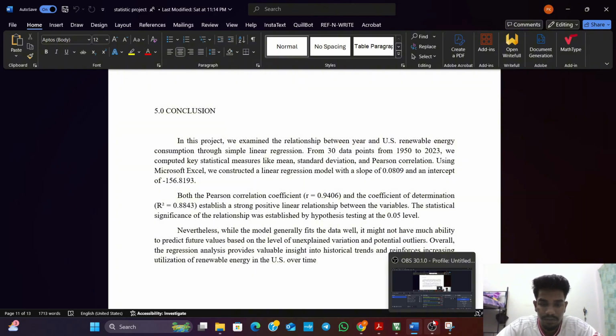While our model provides valuable insight into historical trends and reinforces the increased utilization of renewable energy, it's important to acknowledge that some unexplained variation and potential outliers might limit the predictive accuracy for future values.